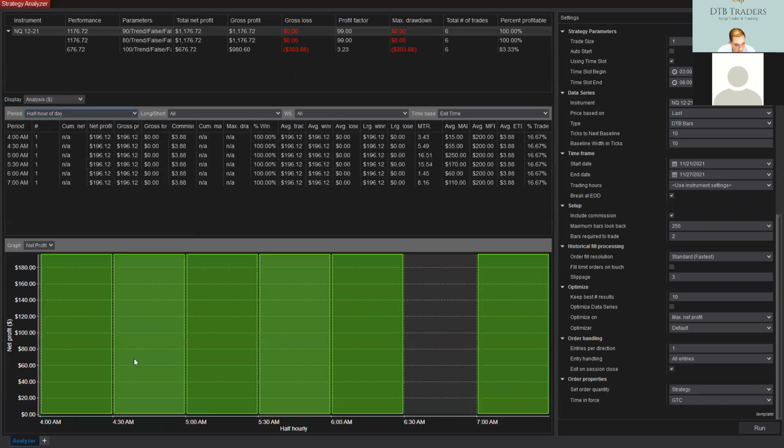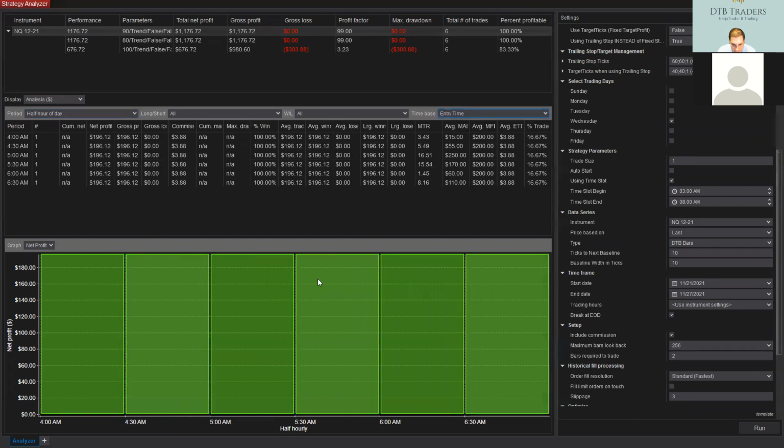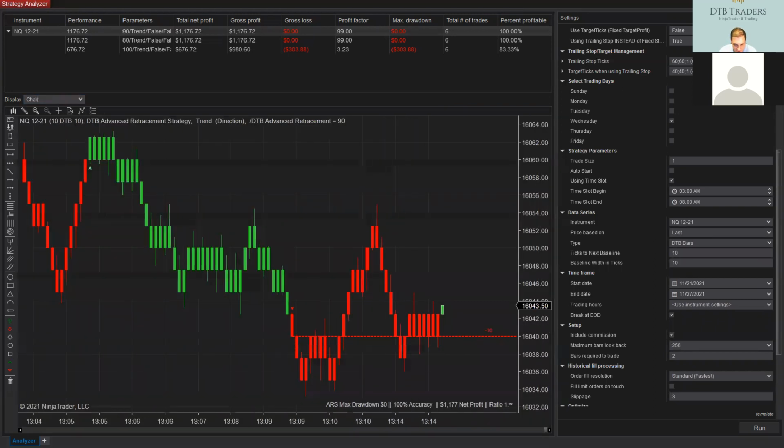So that was just a very short one, and it's given us the specific time, so half hour of day. It's only trading between the hours that are selected, which is 3 a.m. to 8 a.m. These are the entry times. So there we go, 4:35, and the last one entered at 6. So if you go to the chart, that's what you're going to notice on the chart.